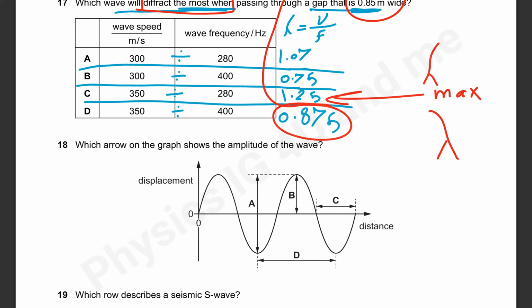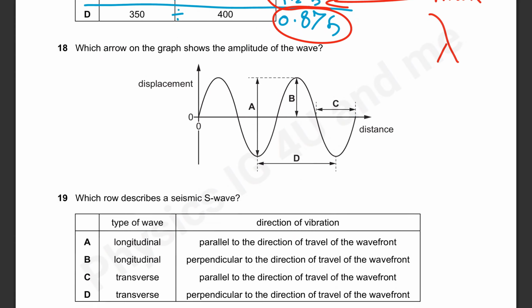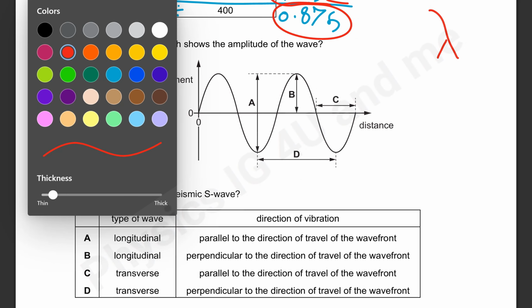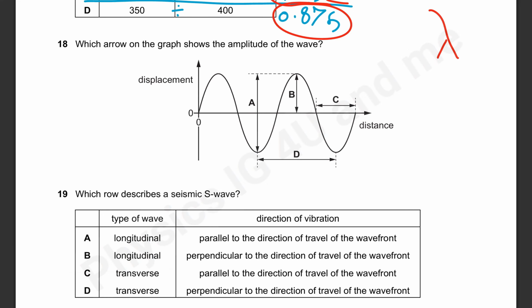Now we complete to question 18. I hope it's clear. So, which row of the graph shows the amplitude of the wave? I hope you know. The amplitude is B. One of my students is answering. Thank you.